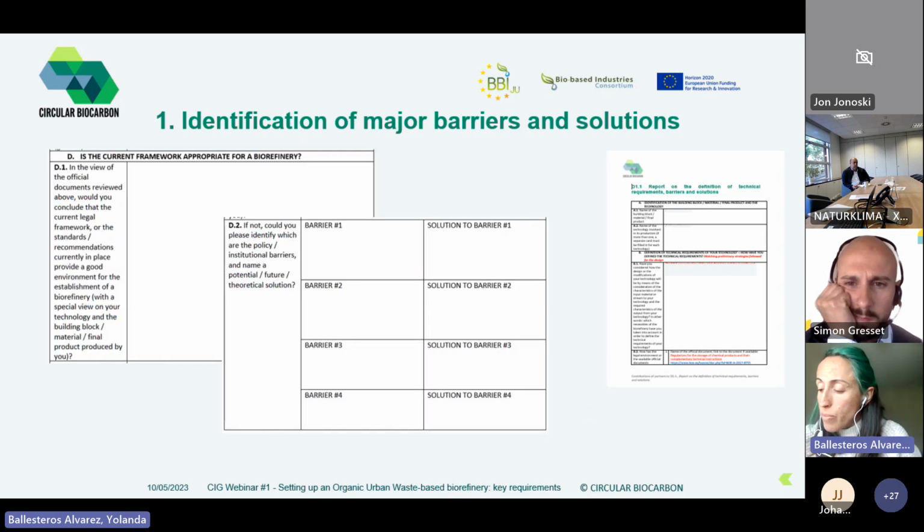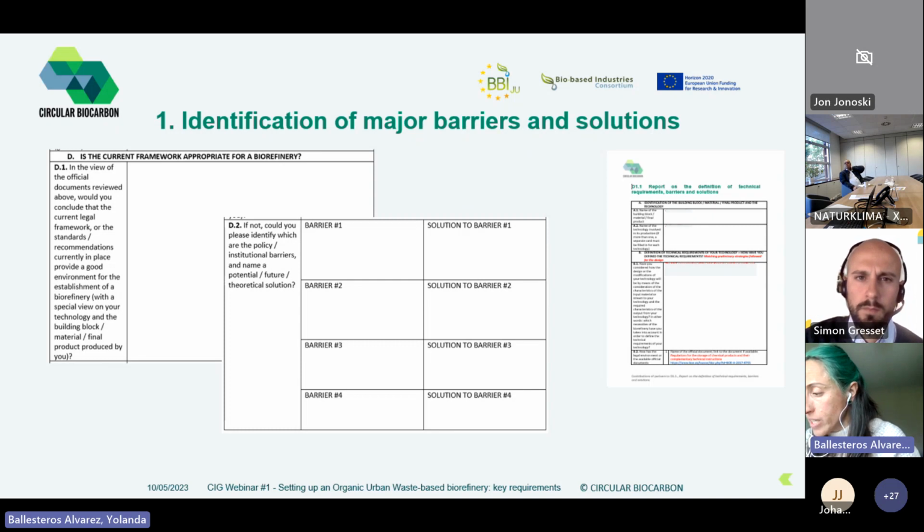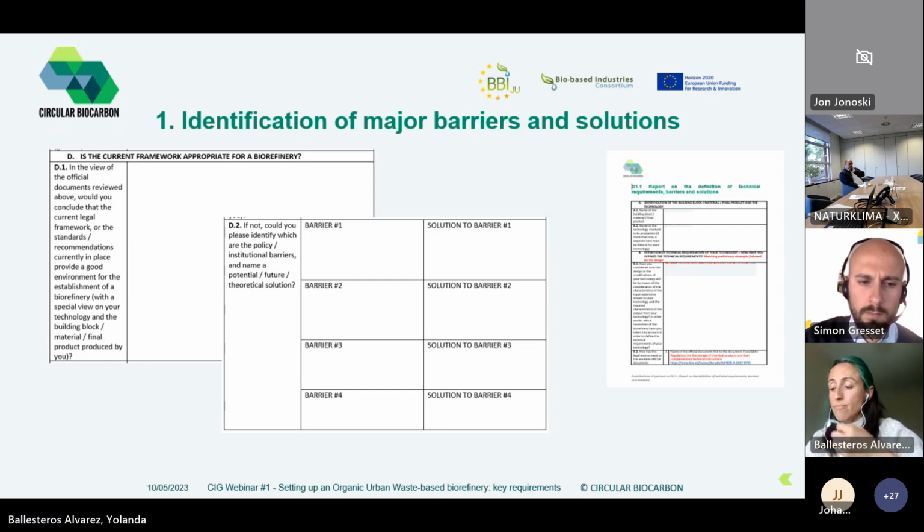Okay, under group of questions D, the cards asked the partners if they considered that the legal framework was a facilitator for the establishment of a biorefinery, or if, on the contrary, barriers had been detected in relation to the establishment of the biorefinery, to specific technologies and/or building blocks or materials or final products.